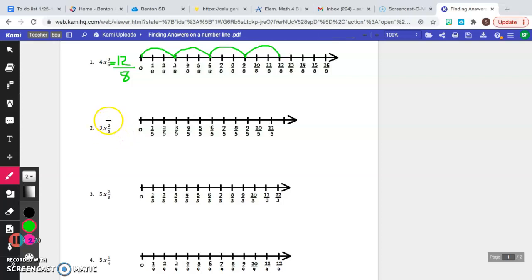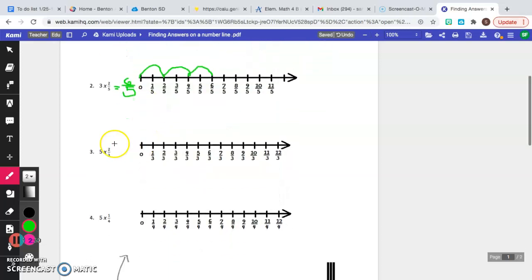I'm going to skip count by 2s and make 3 hops. I'm starting at 0: 1, 2, that's 1 hop. 1, 2, that's 2 hops. 1, 2, that's 3. So our answer is 6/5, and I'm going to try and write it: equals 6/5. All right, great job. Now I want you to do 3 and 4 for me.